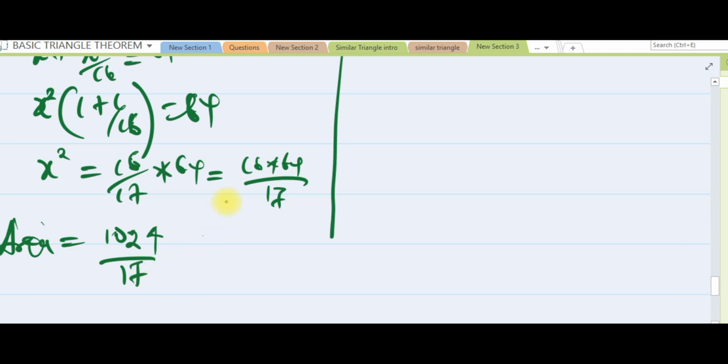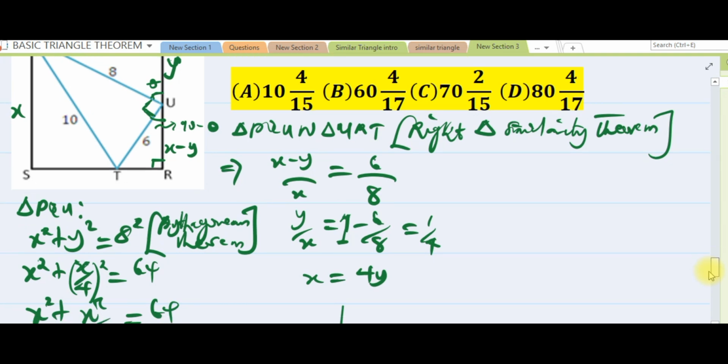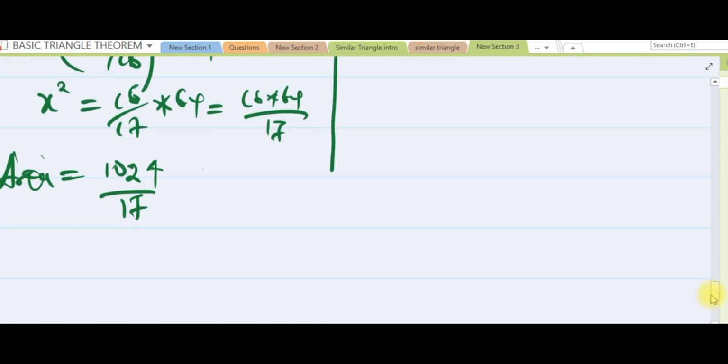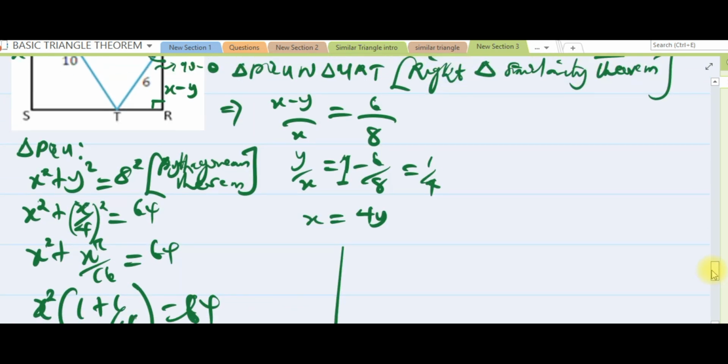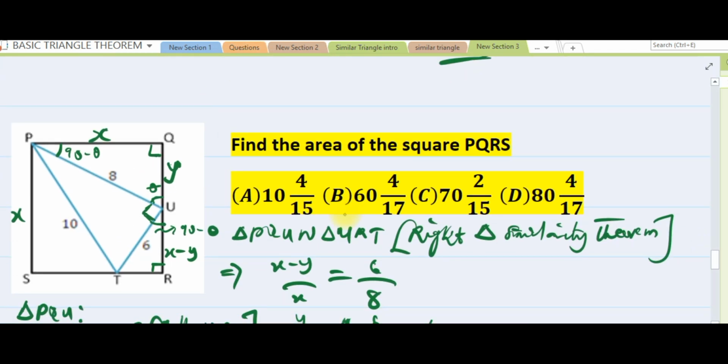Looking at the options, it seems it should be B, 1024 over 17, which is 64 times 16 over 17. So the answer is B.